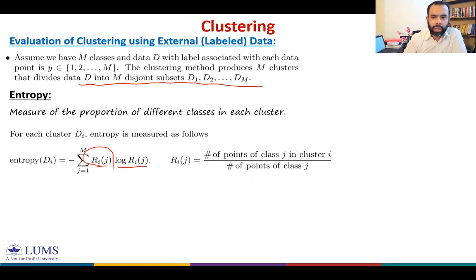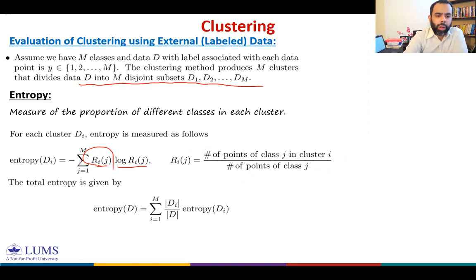And once we have entropy for each cluster, we take a weighted average of the entropy for each cluster, because each cluster could have a different size. So |Di| is the size of the cluster. So the entropy for Di is given a weight that is proportional to the size of the cluster. And that's how we get the entropy of the data set D. And this entropy is a measure of the proportion of different classes in each cluster.